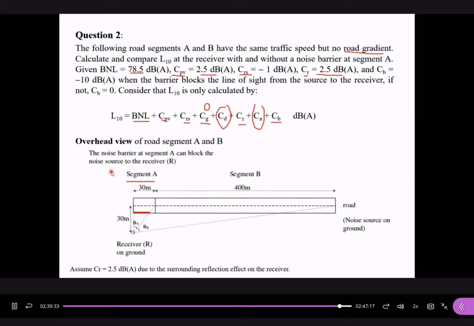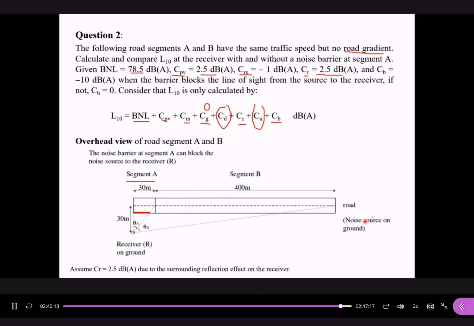And then what is the shortest distance between the source and the receiver? This one, 30 meters, correct? How about 7B? Okay, for 7A, we know that the shortest distance between the effective source and the receiver is 30 meters, because according to the question, we assume that the effective source and the receiver are placed at the ground level. So the direct distance between them should be 30 meters.